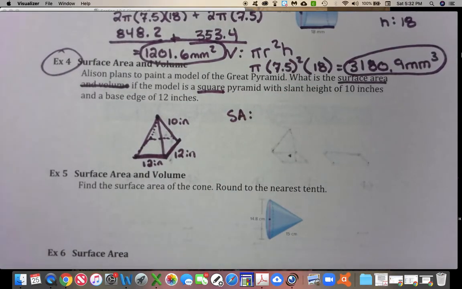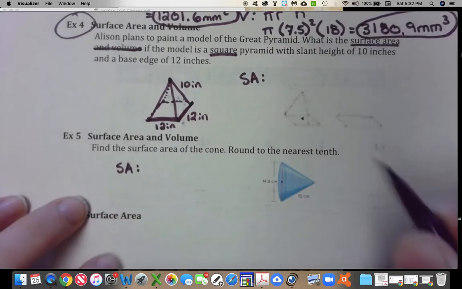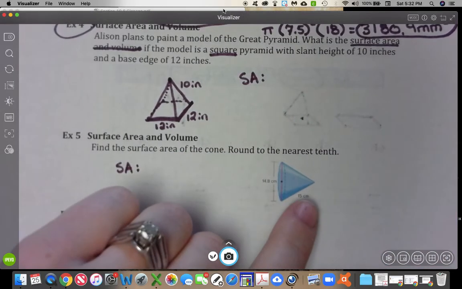All right, let's move on to example 5. And they want just the surface area of this cone. Okay, so this cone right here, let's go to our formula for surface area.